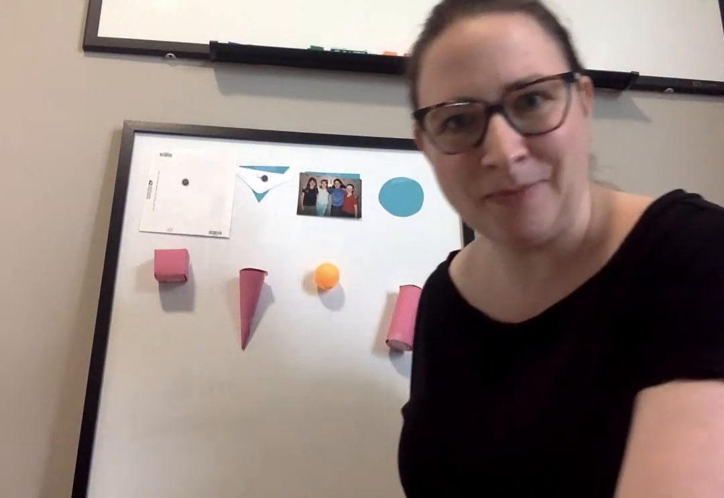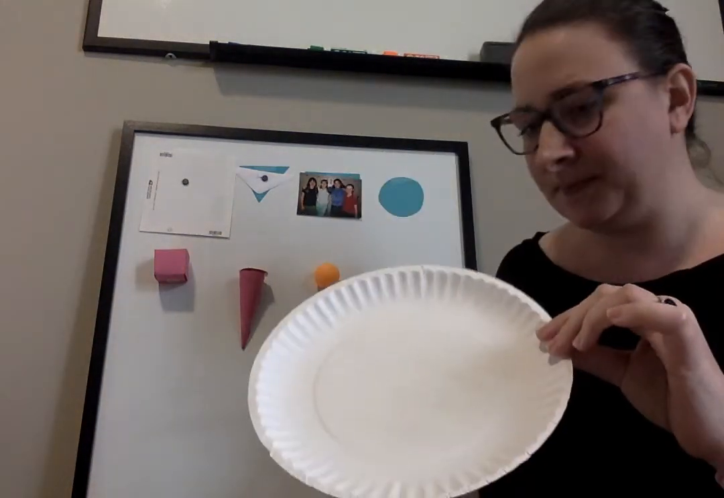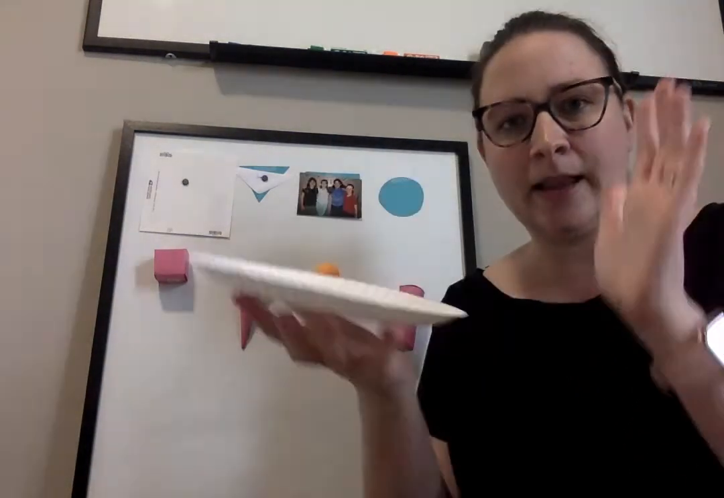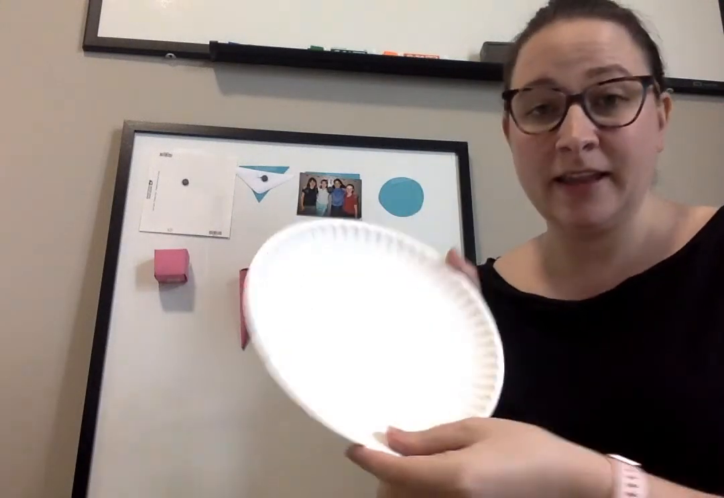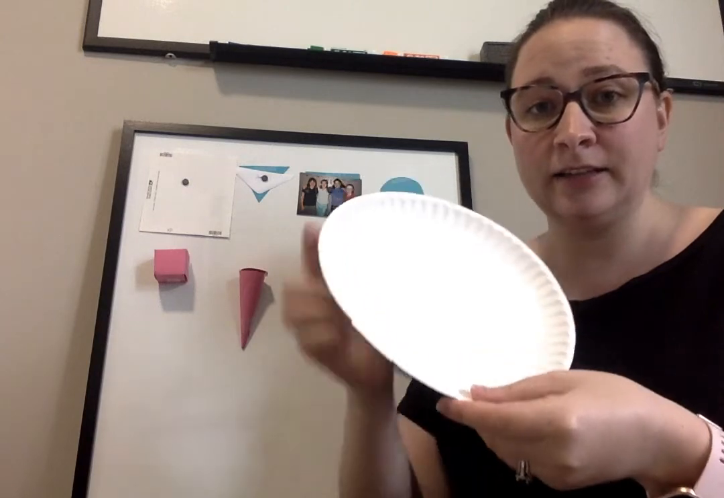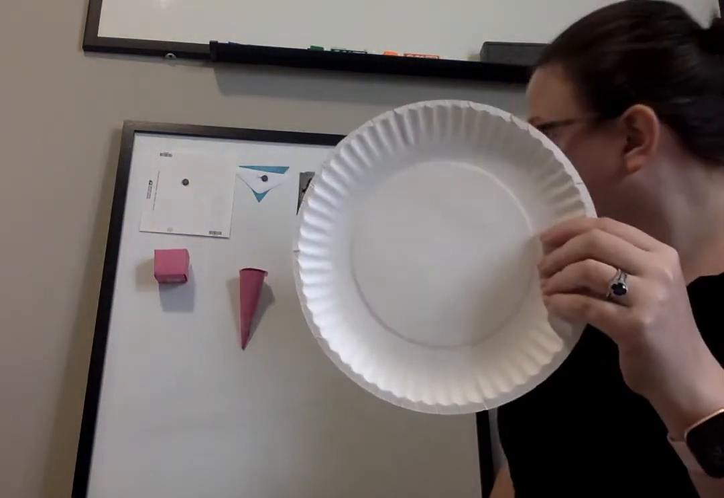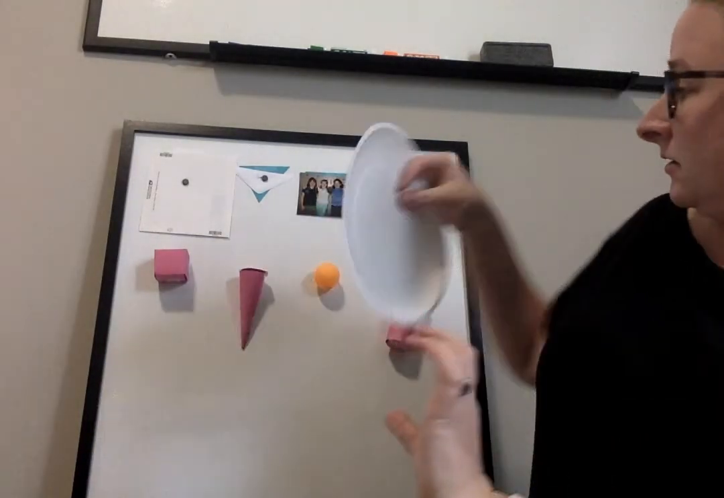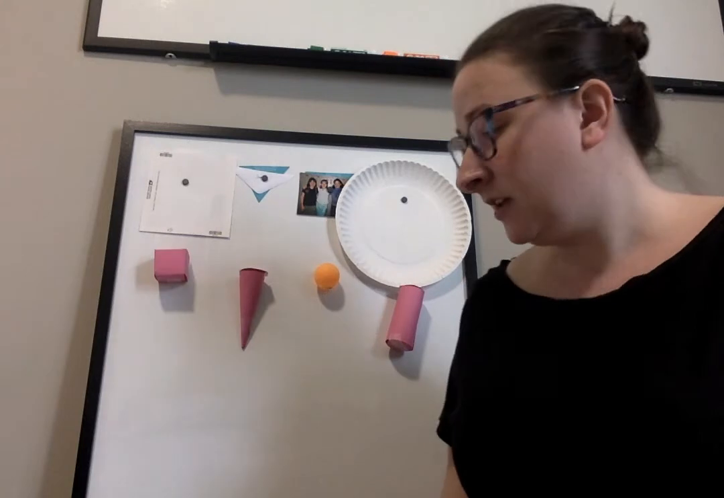Oh, here's a big one. I have a paper plate. Do you think I can smush this like a pancake? Yep. It's flat. And it doesn't have any sides or corners. So it has to be a circle. So I'm going to match it to the circle. It's bigger than my circle. Okay. So now let's do some 3D shapes.